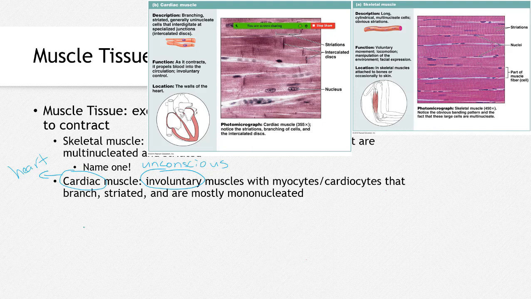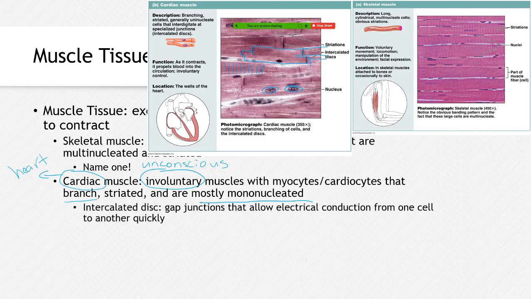And these cells here are branched. When I say branched, you could see how this is one cell here, and notice how it connects to this cell here and connects to this cell. So they end up branching, like one cell connecting to two cells and so on and so forth. Okay. They are still striated like the skeletal muscle, and they are mostly mononucleated. Every so often, like this one, are binucleated. But most of the time there's only one nucleus inside of it.